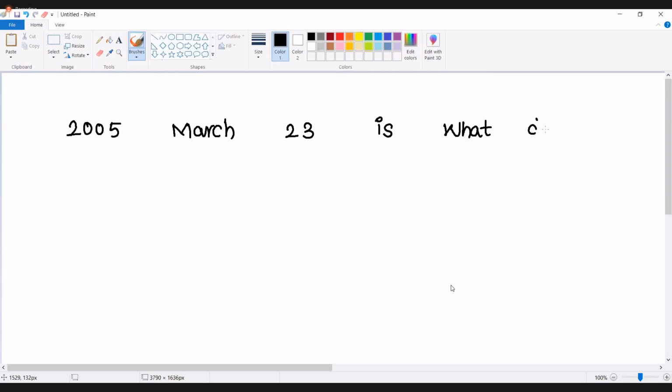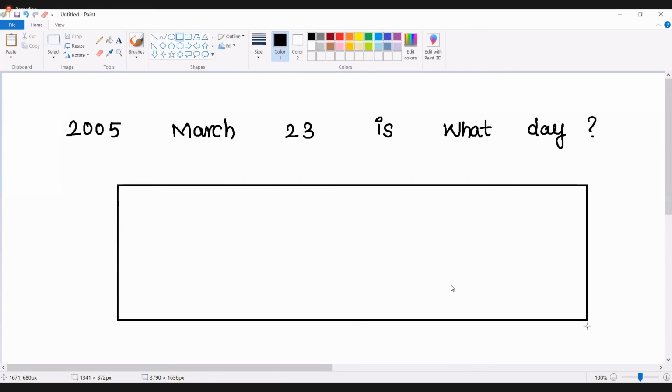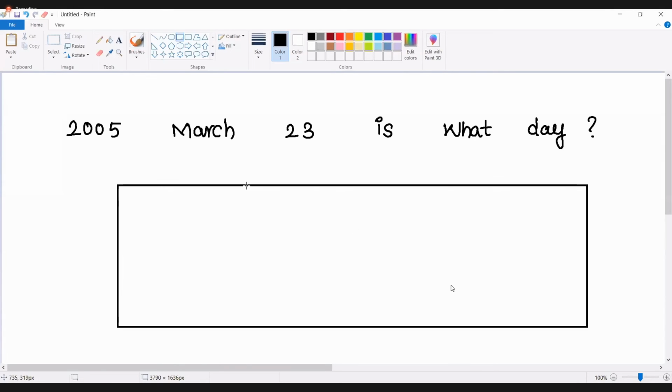How can we solve this type of question? Whenever you have a particular date, go with making the box. When you are making the box, always make sure to go with the completed ones, not the incomplete ones. Completed ones means go with the completed century, then completed years, then completed months and completed days.